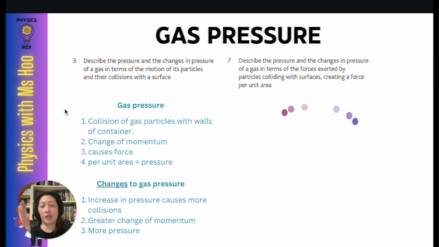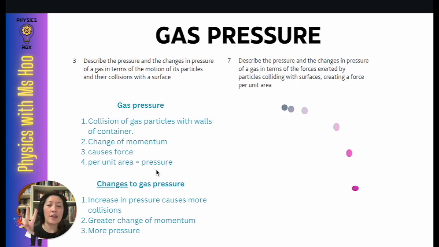So the collision produces a change of momentum, which is impulse, as you learned in Unit 1. And this impulse causes a force, also known as impulsive force. This force per unit area is what produces the gas pressure. So as you can see, you need to relate the collision of the gas particles with what you have learned in Unit 1. The change of momentum causes a force, and this force per unit area will get us gas pressure. So how you remember this is that it's actually a logical step-by-step process. First of all, talk about the collision, which leads to a change of momentum, force, and then pressure.